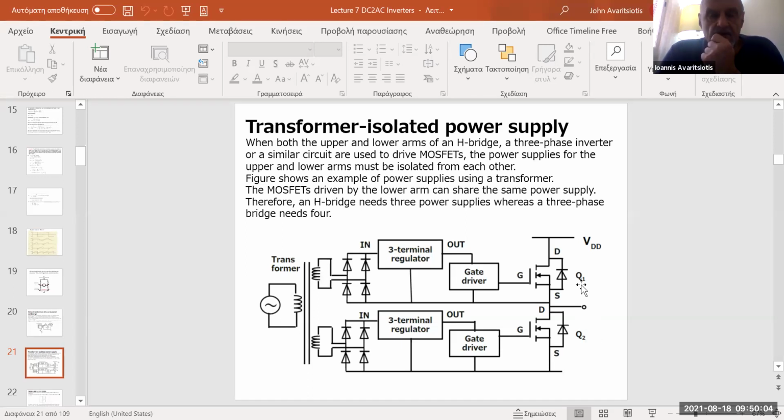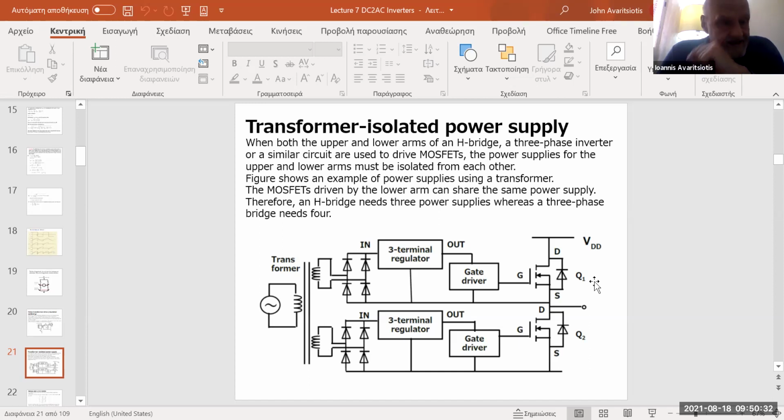So when switch Q1 is on, in other words, closed like a switch, and current flows between the drain and the source to the output, the other switch Q2 must be off, in other words, open as a switch, so no current flows between the drain and the source of switch Q2. I repeat, when switch Q1 is on, it is closed like a switch.